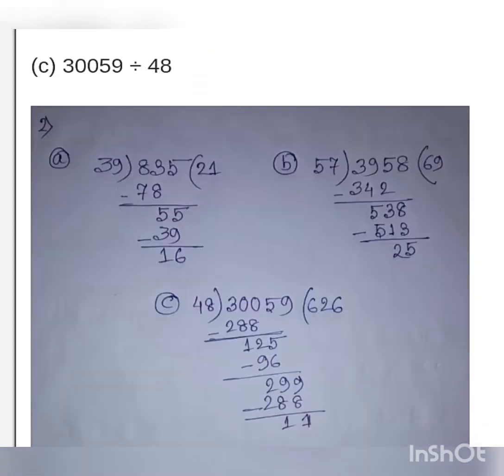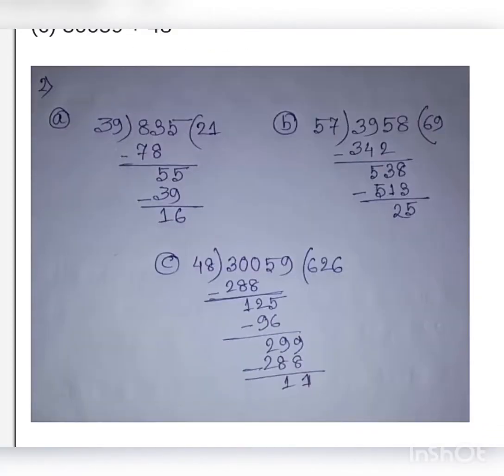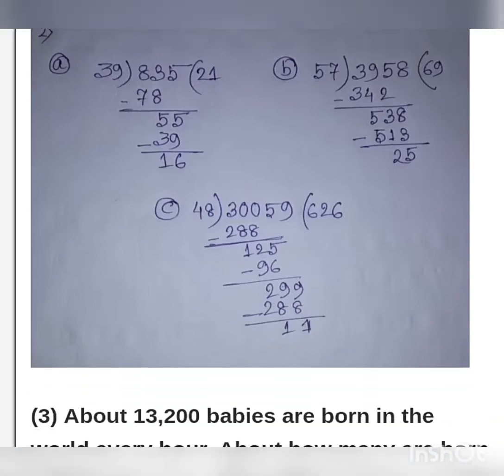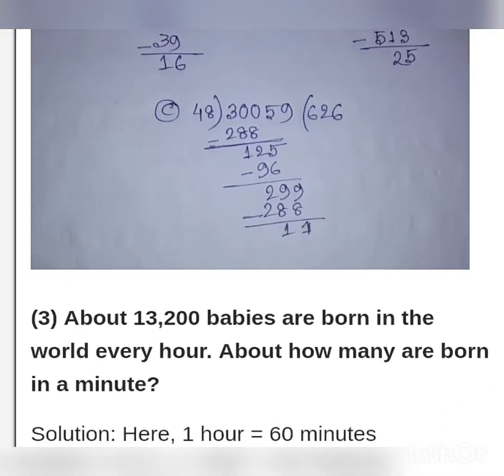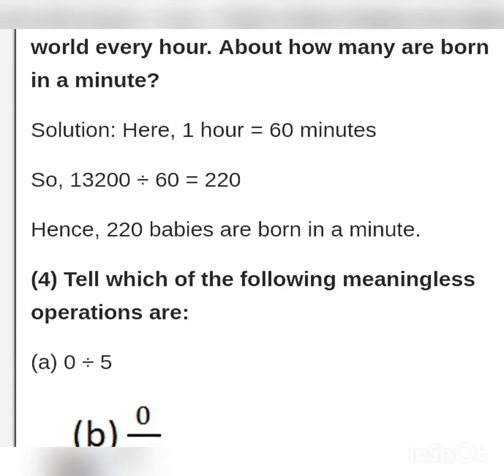Divide and check, how to check and what to do. So first of all, 835 divided by 39. So 39 is the divisor, and the big number is called the dividend. 21 is the quotient here and 16 is the remainder here. Okay, then again 5769 divided by 48 is the quotient, 25 is the remainder. Then 48359 divided by 48. So look here, 626 is the quotient and 11 is the remainder here. Let's see the next question.